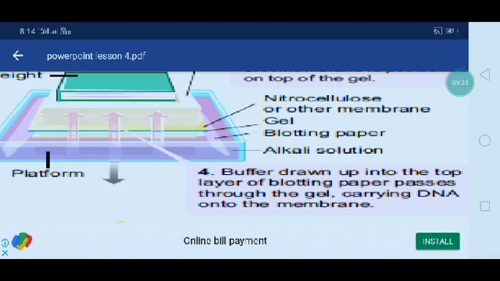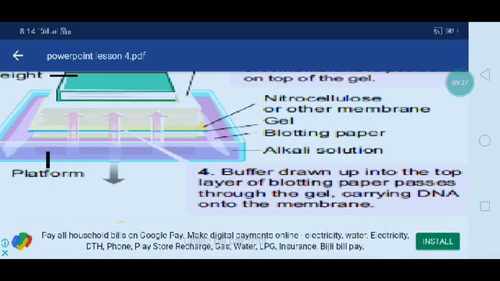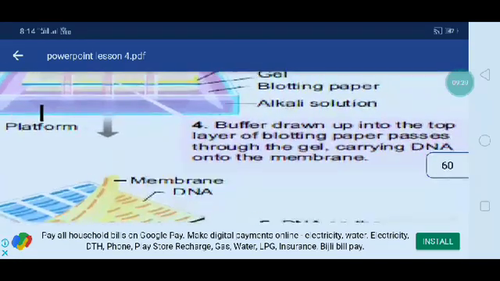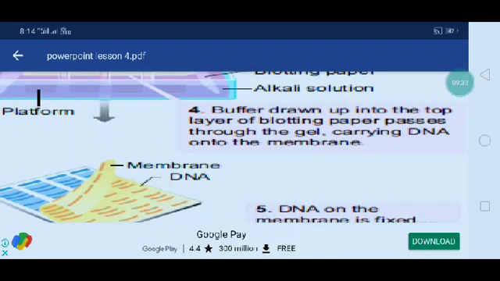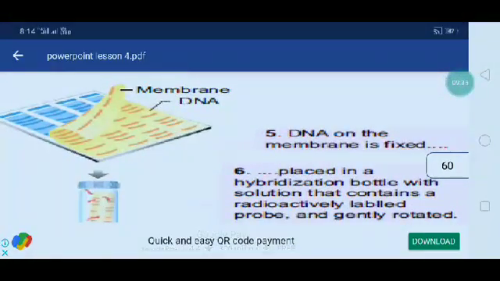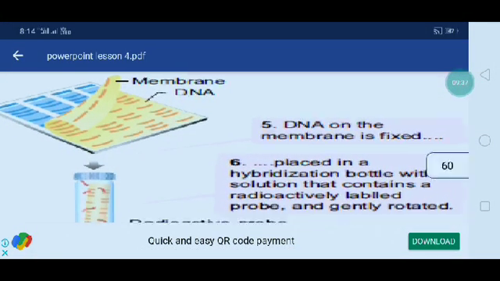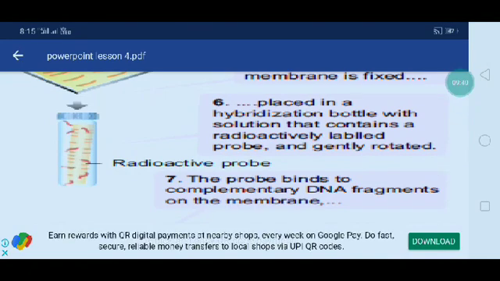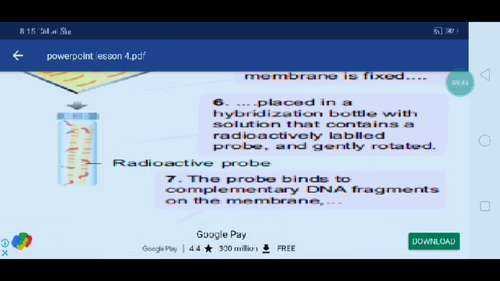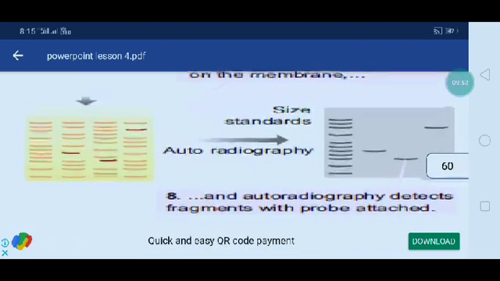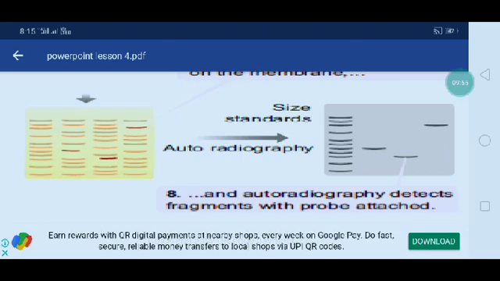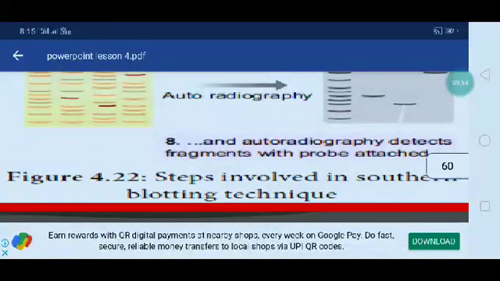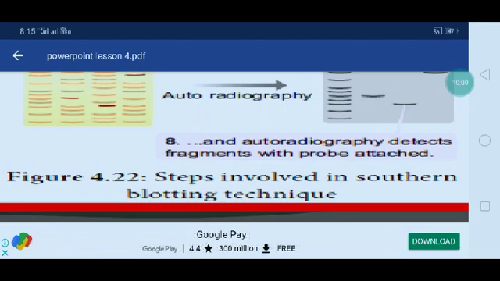Blotting paper is placed on top. Buffer drawn up into the blotting paper passes through the gel, carrying DNA onto the membrane. The DNA on the membrane is fixed, then placed in a hybridization bottle with a solution that contains a radioactively labeled probe and gently rotated. The probe binds to the complementary DNA fragments on the membrane. Autoradiography then detects the fragments with the probe attached.